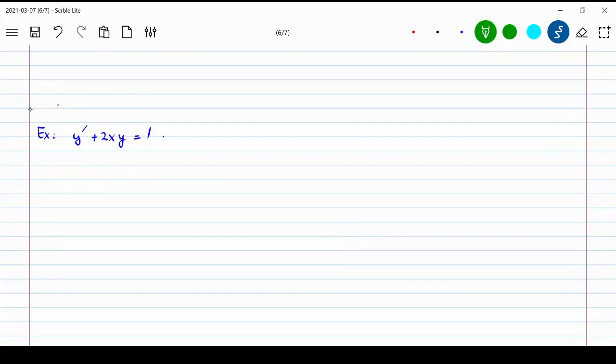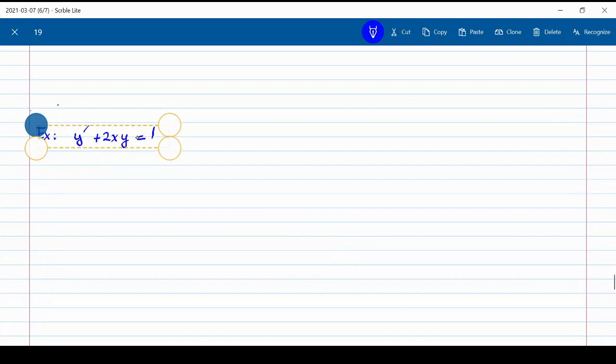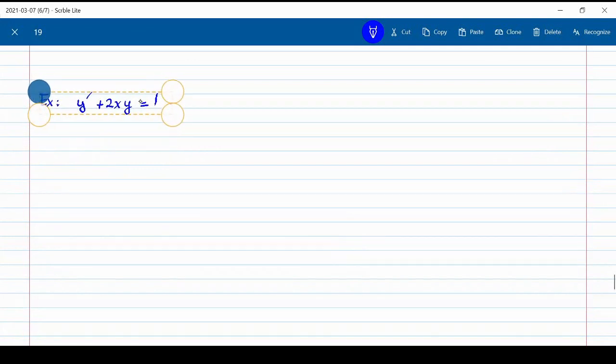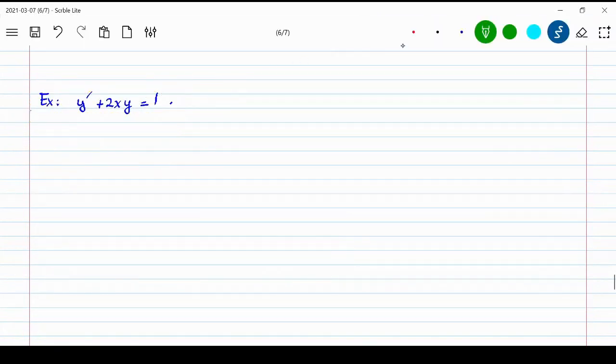Here, one more example. Again, either method is fine. You don't really need to be picky. Find out which one is easier for you to do. Here, one more time, I can go through the integrating factor. First, find out what is I(x). I'm going to use the first method, which was e to the power integral of p(x) dx.